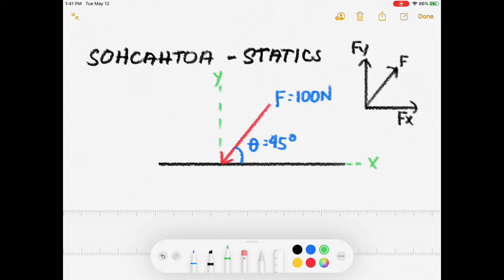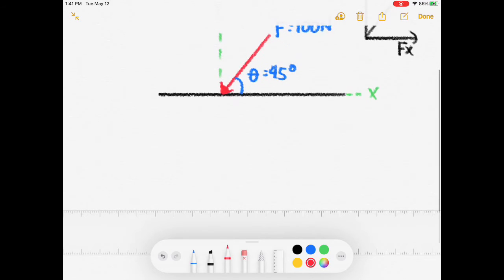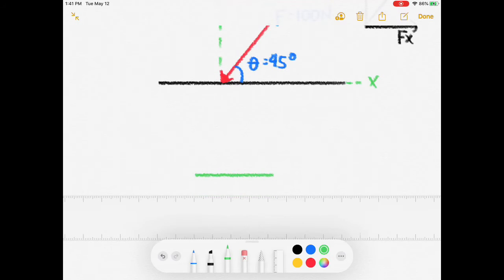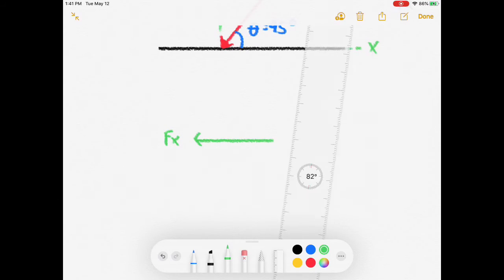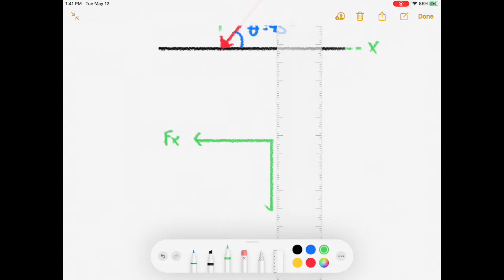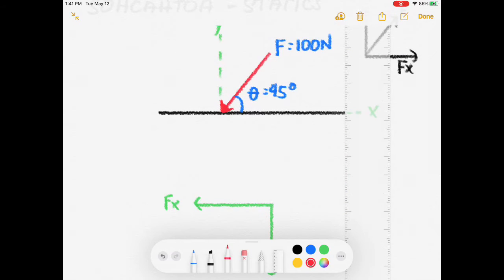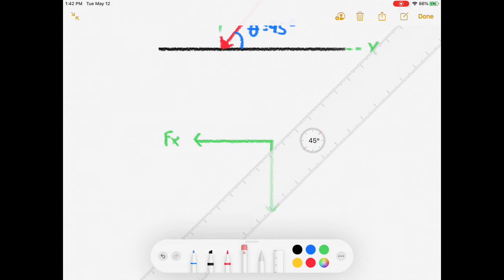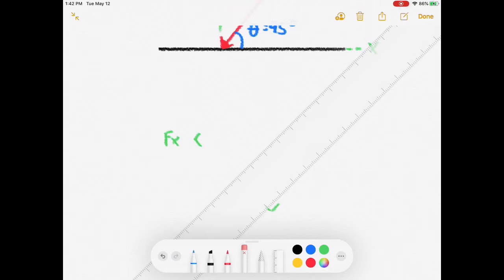The first thing we look at is the direction. Since this one is going downward to the left, the resultant should be along x like this, and Fy like this. So this force can be converted to two components. To solve for that, let's first take the drawing of the force.